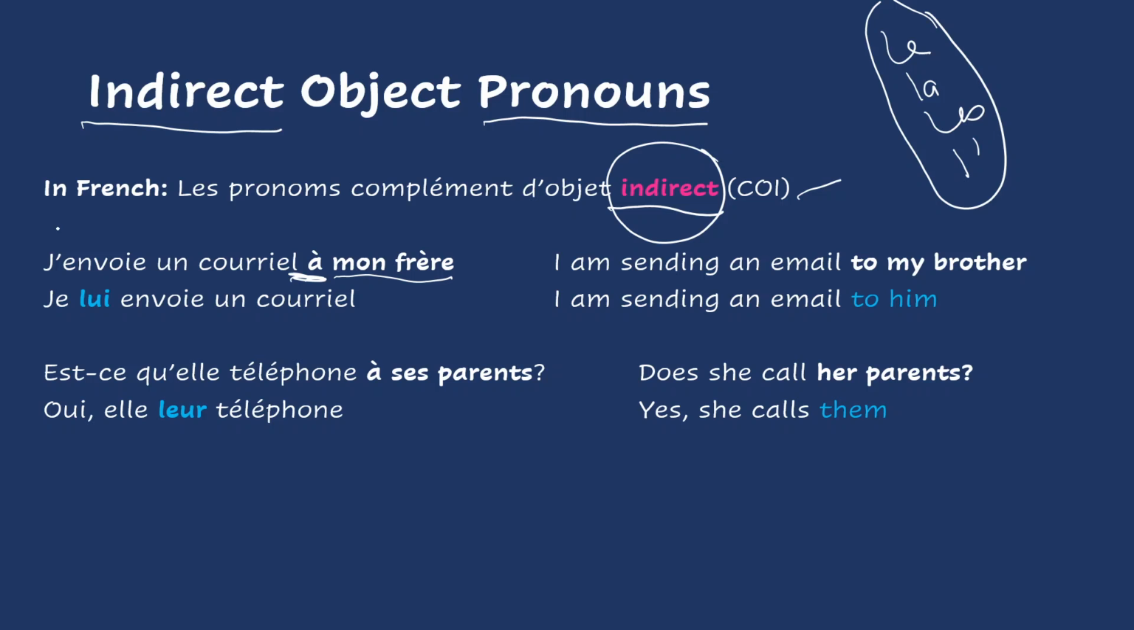For example, here, j'envoie un courriel à mon frère. I am sending an email to my brother. Sometimes when you ask a question with the noun and the answer, you don't want to use the noun again, so you are going to use a pronoun. If the verb has a preposition à plus a noun, you will use the indirect. If there is no preposition, you will use the direct object pronoun.